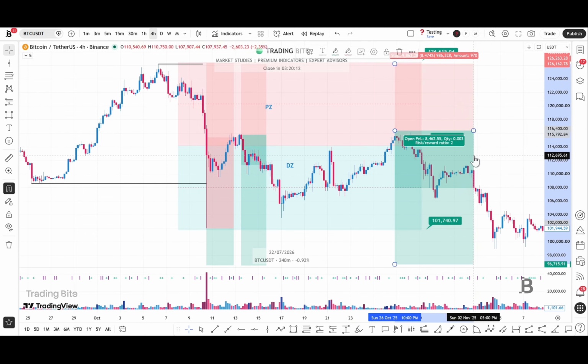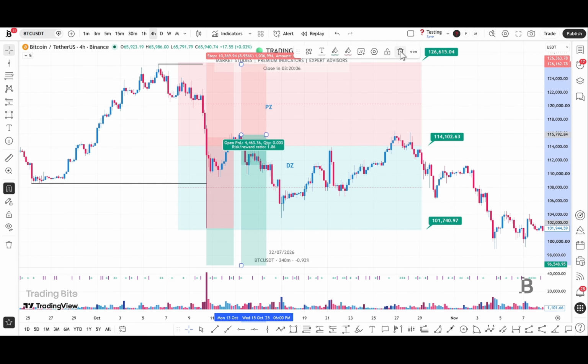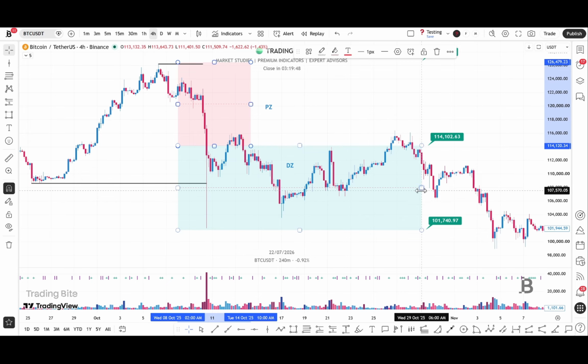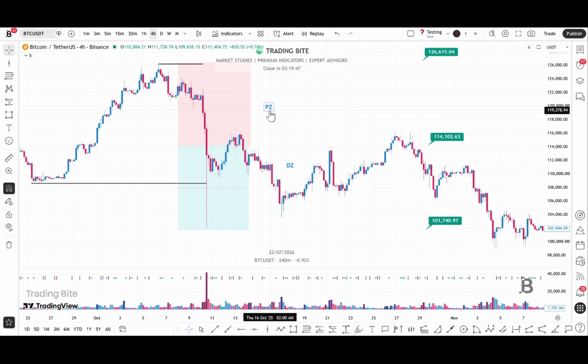And then when the price comes into our premium zone, we will find a confirmation. That is the time we can find a confirmation. Let's find a confirmation in this example. So now this is our discount zone and this is our premium zone. Let's assume we are going to find a sell from our premium zone.